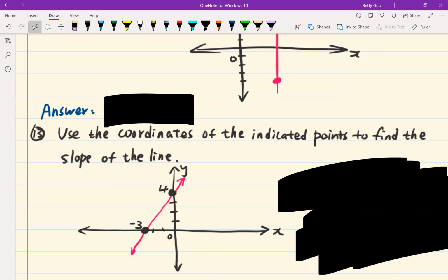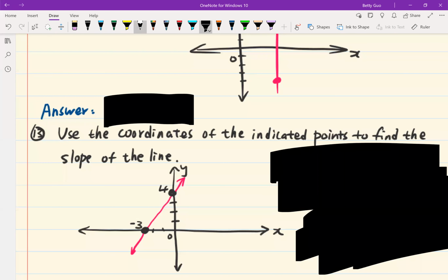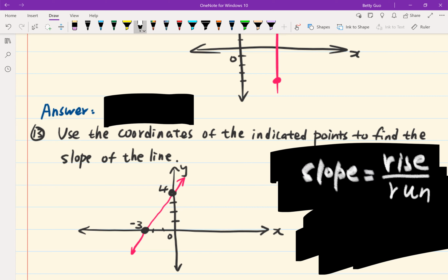Which positive number? We can try to use this concept for number 13 tomorrow. Try to use the slope equals rise over run. Do you see the 2 points in black? So let's go from A to B. If this is A, this is B.